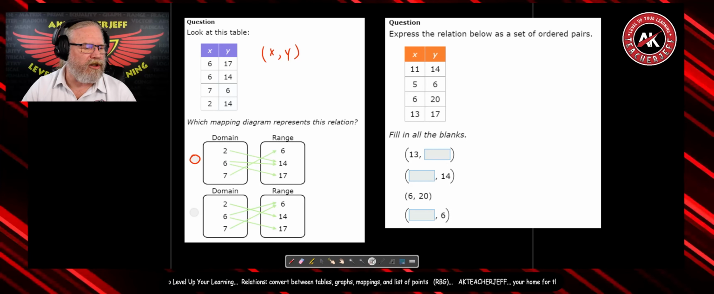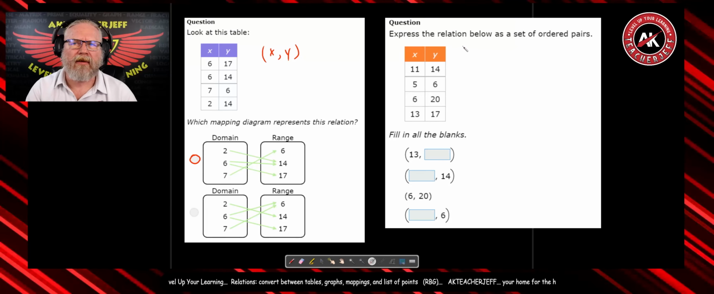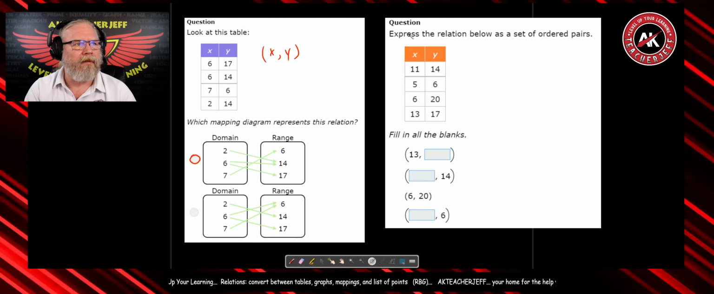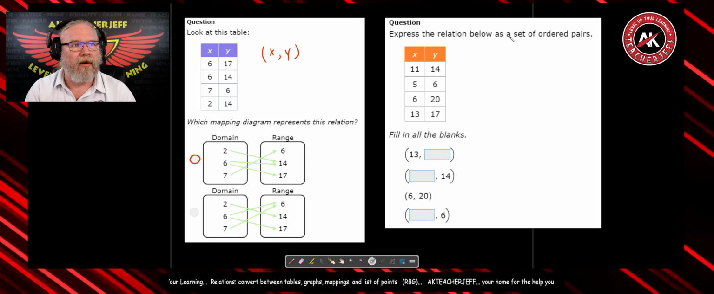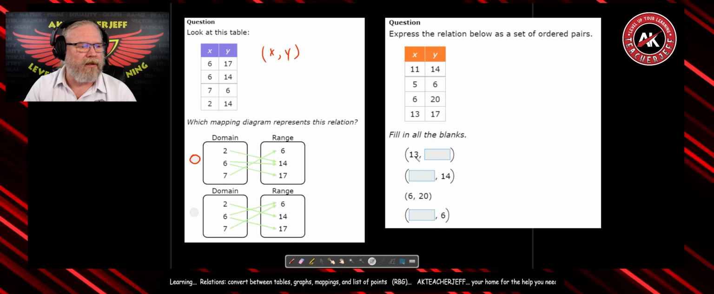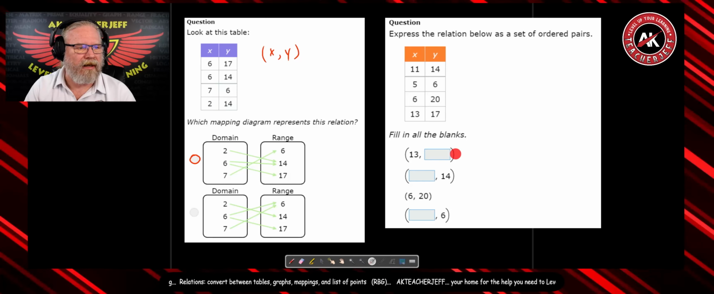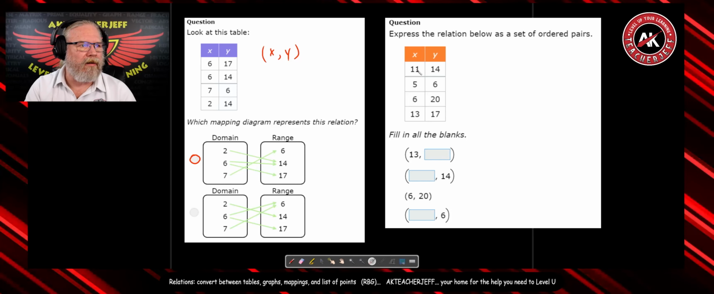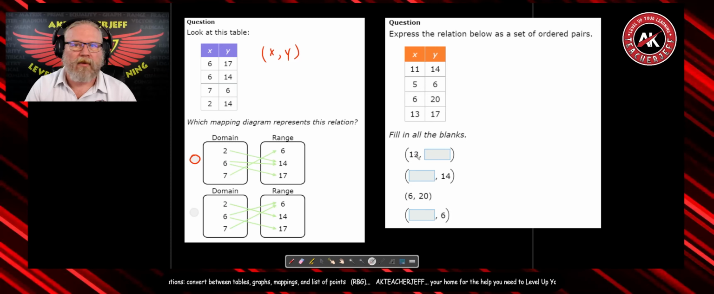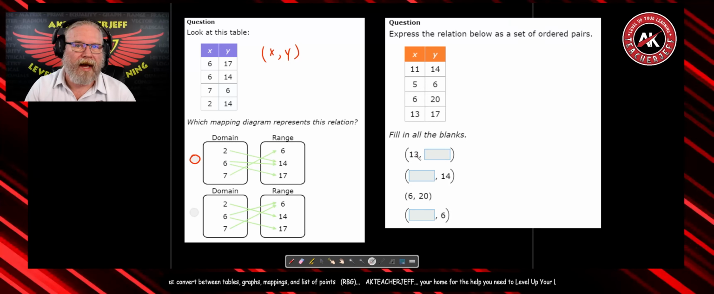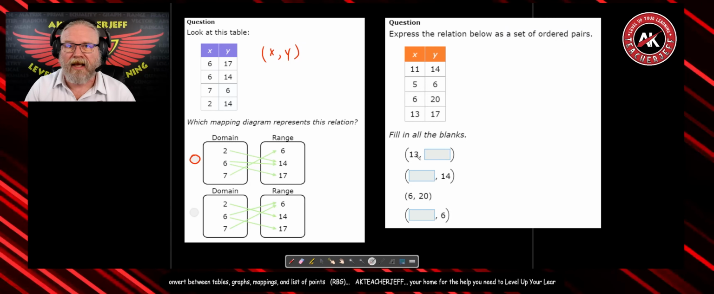Express the relation below as a set of ordered pairs. So here we go, ordered pairs: an x value, a y value separated by a comma contained inside of parentheses, right? So the x values always come first. That's why they're called ordered pairs, because order matters. The x value comes first, just like in the alphabet.